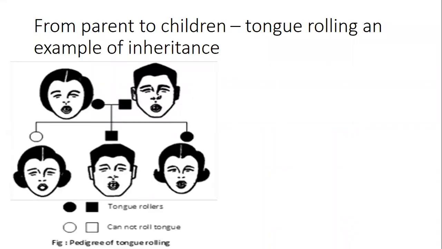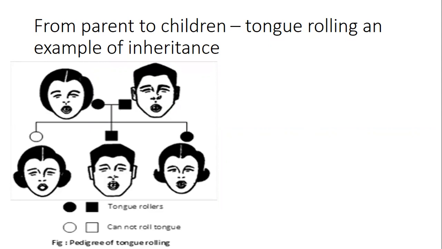Okay, let's start. From parents to children. In this part, we will study how characters are transferred from parents to children. Here is an example of tongue rolling, an example of inheritance. Now you can see father and mother are both tongue rollers. The mother is given by a circle, whereas the father is given by a rectangle.